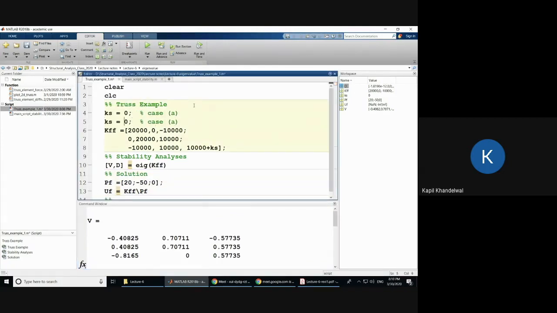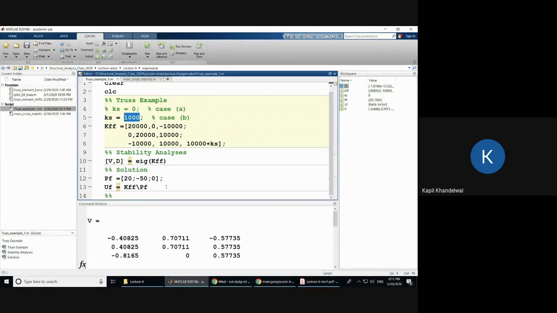Let me do case B here. Case B was where we put KS to be 1000. Let me just comment this line. So this is a reasonable number, and then we can solve the system again. So I'm doing this solution of the system again.